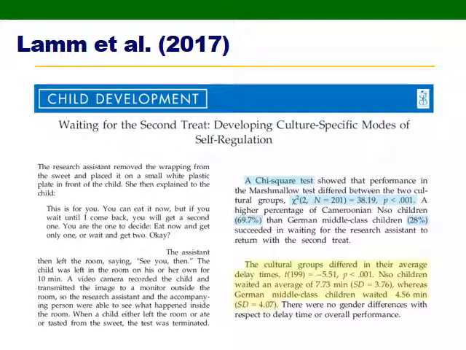Then they looked at what the researchers called delay times, meaning how long were the children able to wait before eating the marshmallow. And as we just saw, they found that the mean wait time for each group were significantly different from each other. And there's the results, the t-statistic, and again, a very small p-value.